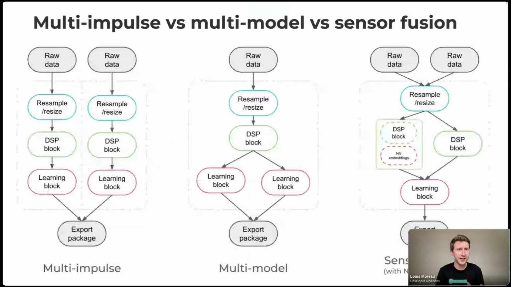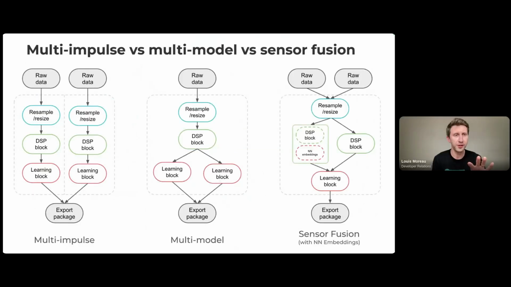I tried to summarize that a bit in this graph. On the left side, multi-impulse, you can see two projects. In the middle, you can see one project, but you combine two learning blocks together in the end. And on the sensor fusion, especially using neural network embeddings, we are going to see that in the next slide, you combine first the data, then you can use different DSP blocks depending on the data that you want. Then you combine the output features together in a learning block, and you arrive with an export package.